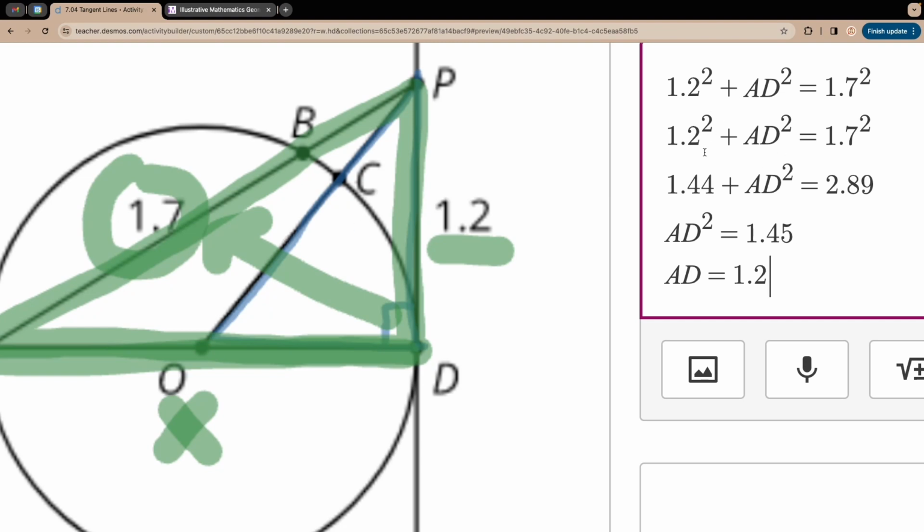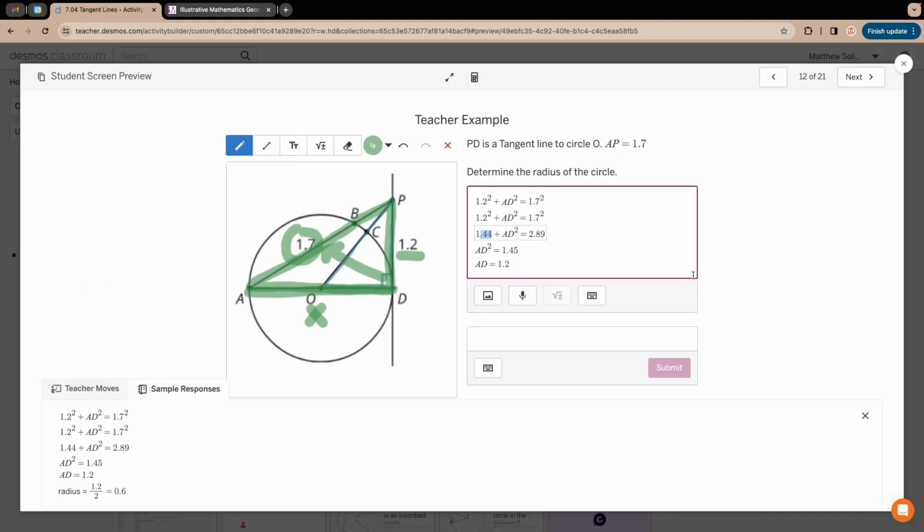Then I just solve the Pythagorean theorem. 1.2 squared is 1.44. 1.7 squared is 2.89. Subtract 1.44 from both sides. AD squared equals 1.45. Square root of both sides. So AD is 1.2. Now the last part.